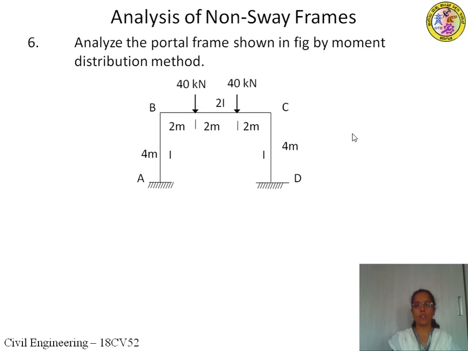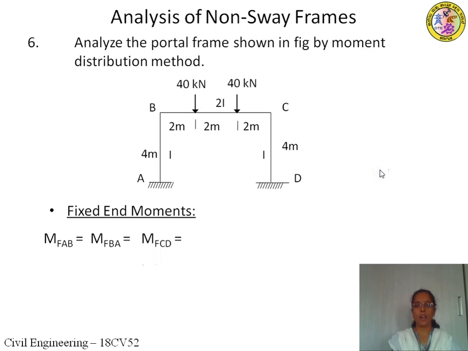As usual we will first calculate the fixed end moments. Since members AB and CD are not subjected to any type of loading, MFAB, MFBA, MFCD and MFDC are all equal to 0.